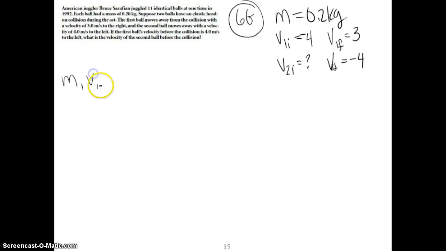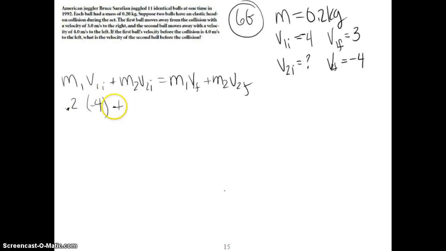So we do our equation. Mass of the first one, initial of the first one, plus mass of the second, initial of the second, has to equal mass of the first, final of the first, plus mass of the second, final of the second. Well, we know that all the masses are 0.2. So 0.2 times negative 4 plus 0.2 times what we're looking for equals 0.2 times 3 plus 0.2 times negative 4. I hope you guys see the pattern here.